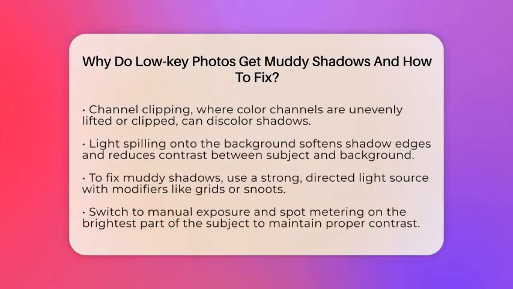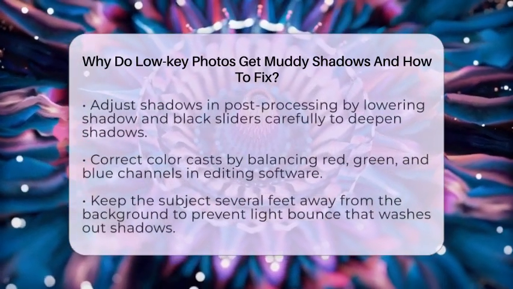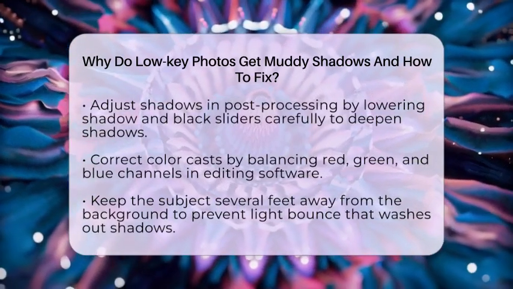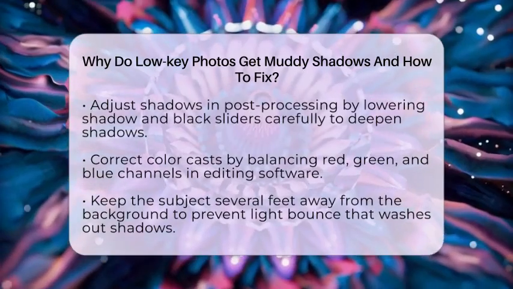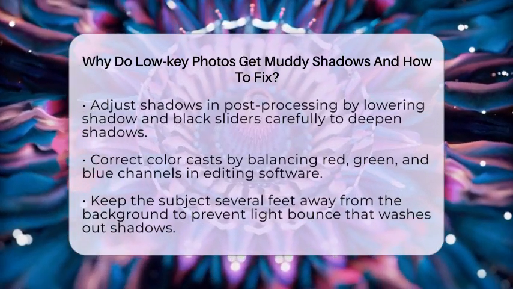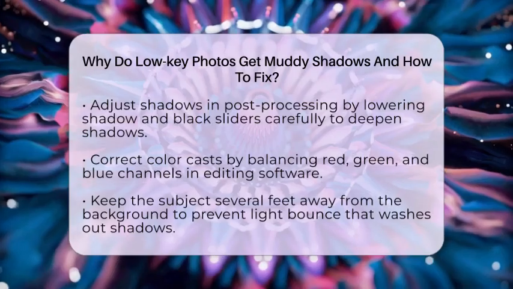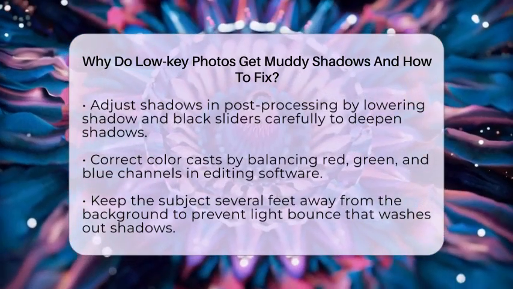To fix muddy shadows, start by controlling your lighting carefully. Use a single strong light source with modifiers like grids or snoots to direct light precisely where you want it. This prevents light from spilling onto the background. Switch your camera to manual exposure and use spot metering on the brightest part of your subject. This keeps highlights properly exposed while shadows stay deep.